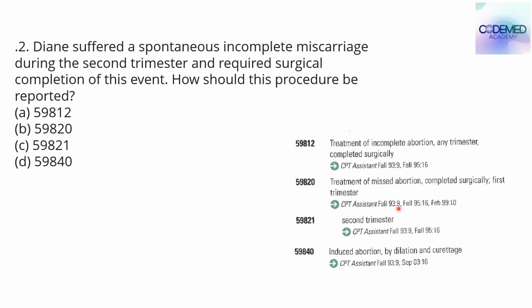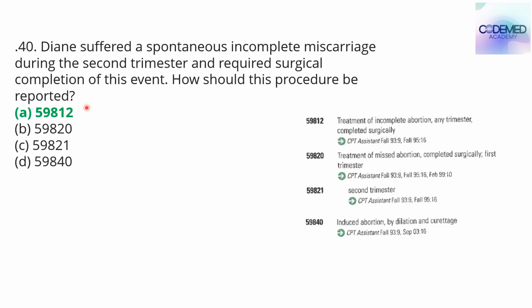And 59840 talks about induced abortion by dilation and curettage. Definitely the doctor didn't induce it. Then among the remaining three, tell me what the answer is. So yes, A is the correct answer. See, 59820 is a treatment of the missed abortion, and I told you what is missed and what is incomplete. So A is a missed abortion completed surgically, but in the first trimester.